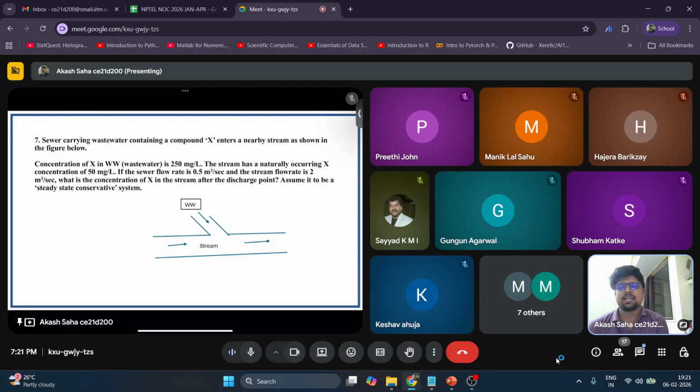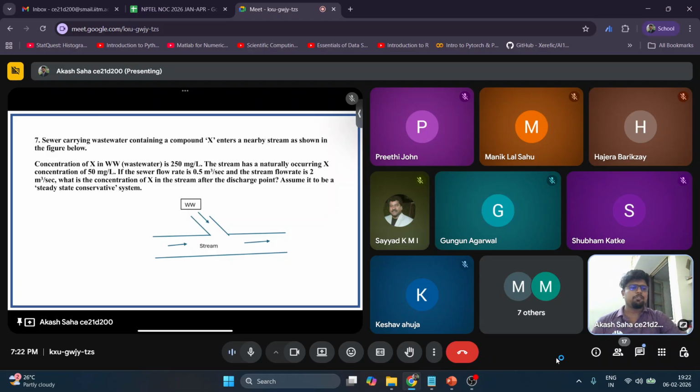Okay, so steady state conservative system means the concentration is not changing with respect to time, right? It is not changing with respect to time. So you have to find out what will be the concentration of the compound X after the discharge of the wastewater. So just after the point of discharging, what will be the concentration?